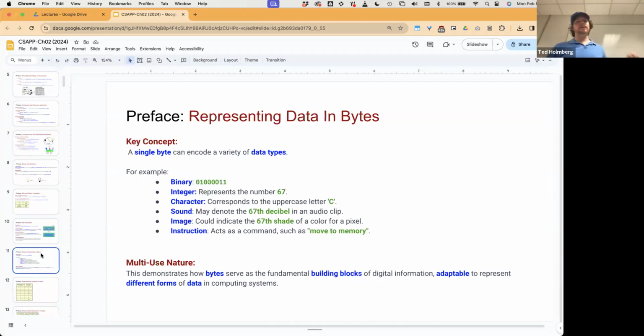And again, the key concept here is a single byte can encode a variety of different data types, right? Because that's just the sequence. So the sequence has to be meaningful depending on what we want to translate it as. So this binary sequence can be translated, say, for instance, maybe into an integer. If it's translated into an integer, it might be the number 67. If it's translated into a character, it might be the letter C.